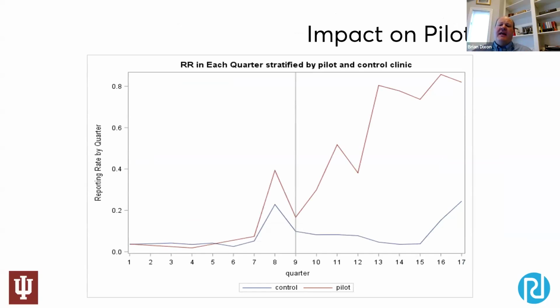We also broke it out by looking at each quarter, the reporting rate by clinic, and you can see that in the middle of this graph, the gray line that goes down, that's when the intervention was introduced into the system. And so you can see reporting rates before the intervention were generally similar between the control clinics in the blue line and the pilot clinics, which were in the red line, generally the same. Yes, the pilot clinics rate was a little higher, but the pattern was the same. So we would call that parallel trends happening before the intervention. After the intervention, though, it's very clear that there's a distinction between the pilot sites and the control sites.